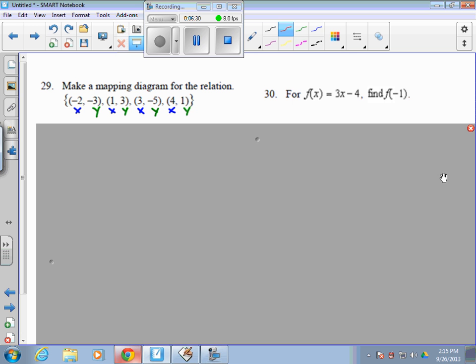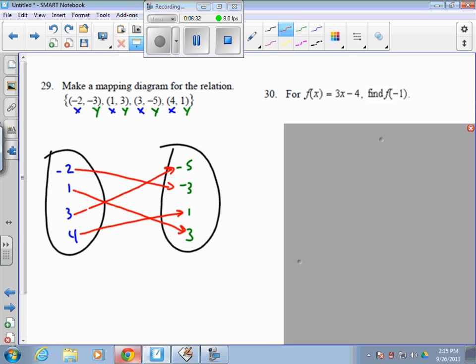29 says make a mapping diagram of the relation. Put all of your x's on one side in numerical order, counting from smallest to largest, and all of your y's on the other side, again in numerical order, counting from smallest to largest. You don't have to repeat any numbers. The arrows you draw show the relations themselves. Negative 2 goes with negative 3. 1 goes with 3. 3 goes with negative 5. And 4 goes with 1.